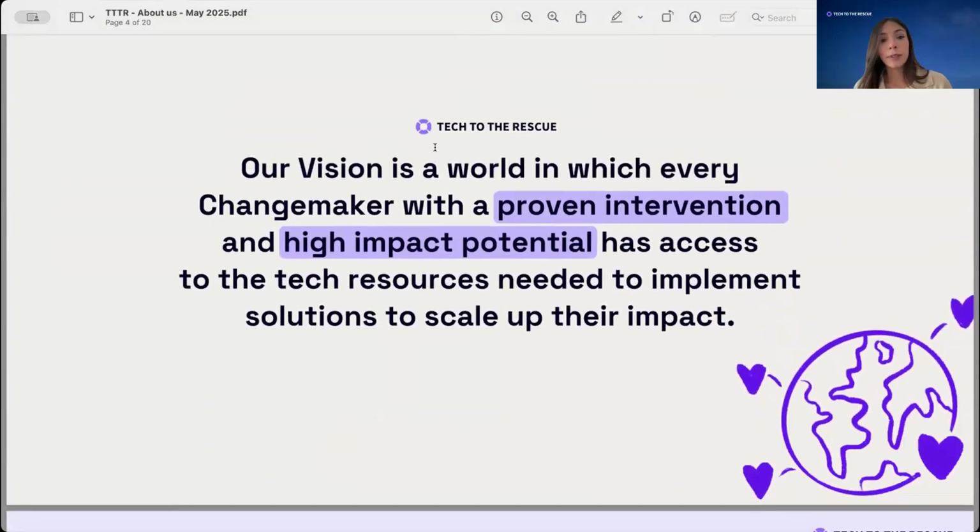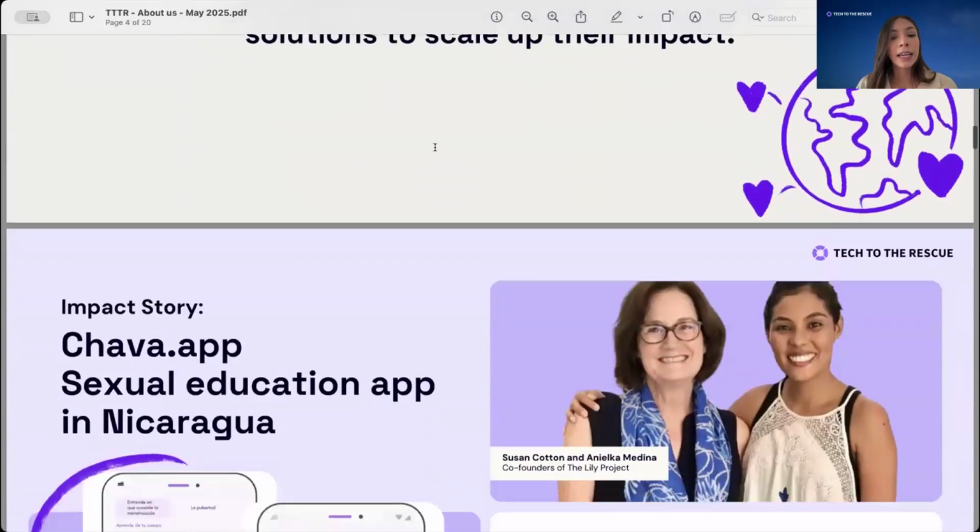So this is our vision: a world where every change maker, as I said, can be nonprofits, NGOs, governmental parties, universities, hospitals, with a proven intervention and high impact potential, has access to tech resources, and these tech resources can help them scale or reach more beneficiaries.